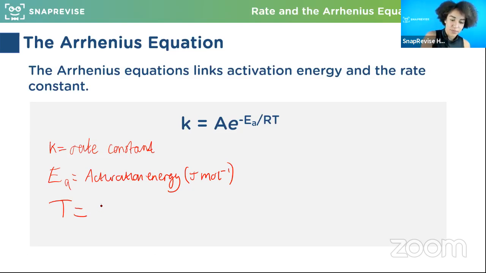Yeah, everyone is saying temperature. So cool. Yeah, temperature in Kelvin, because we never use degrees in chemistry, really, unless you're doing an experiment.